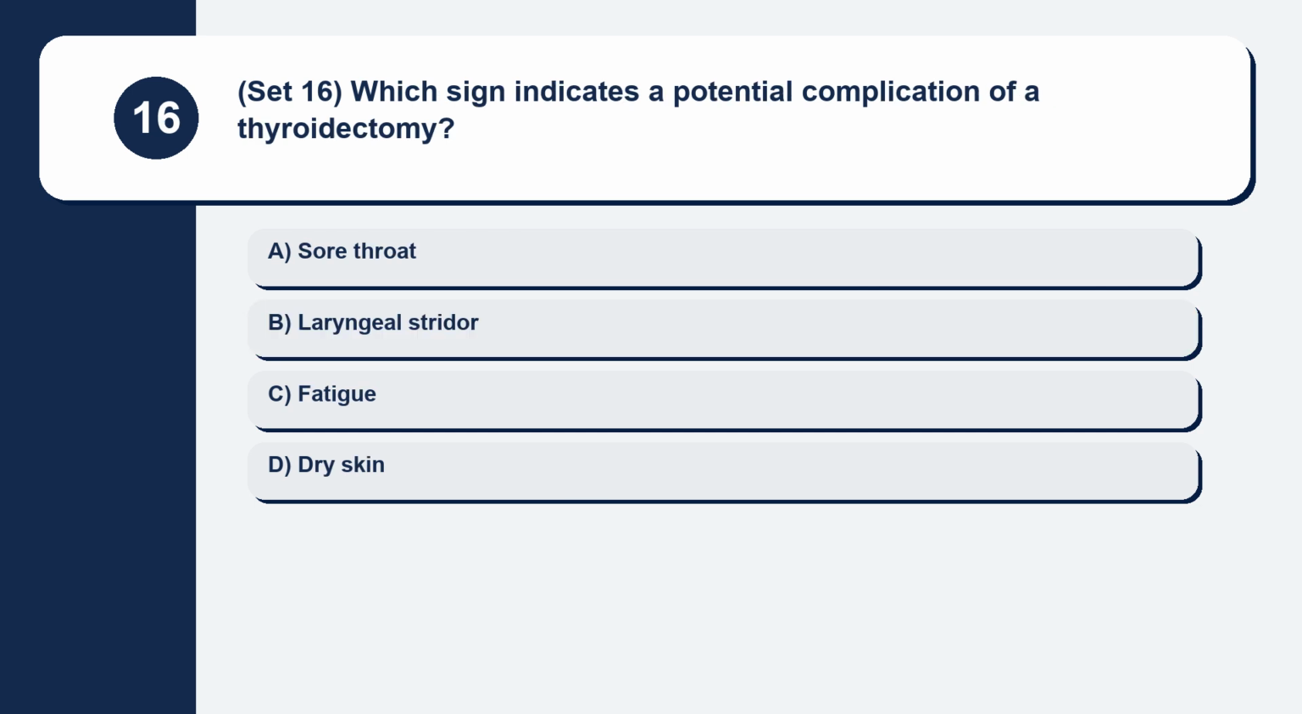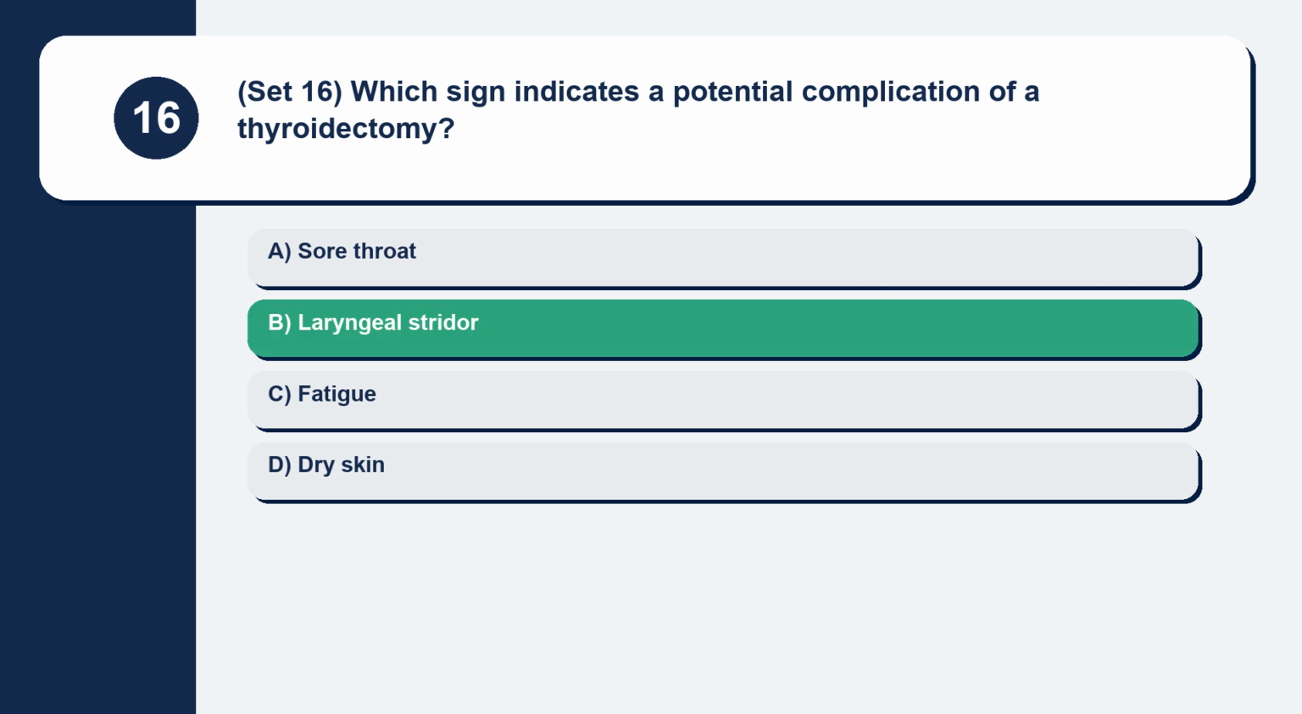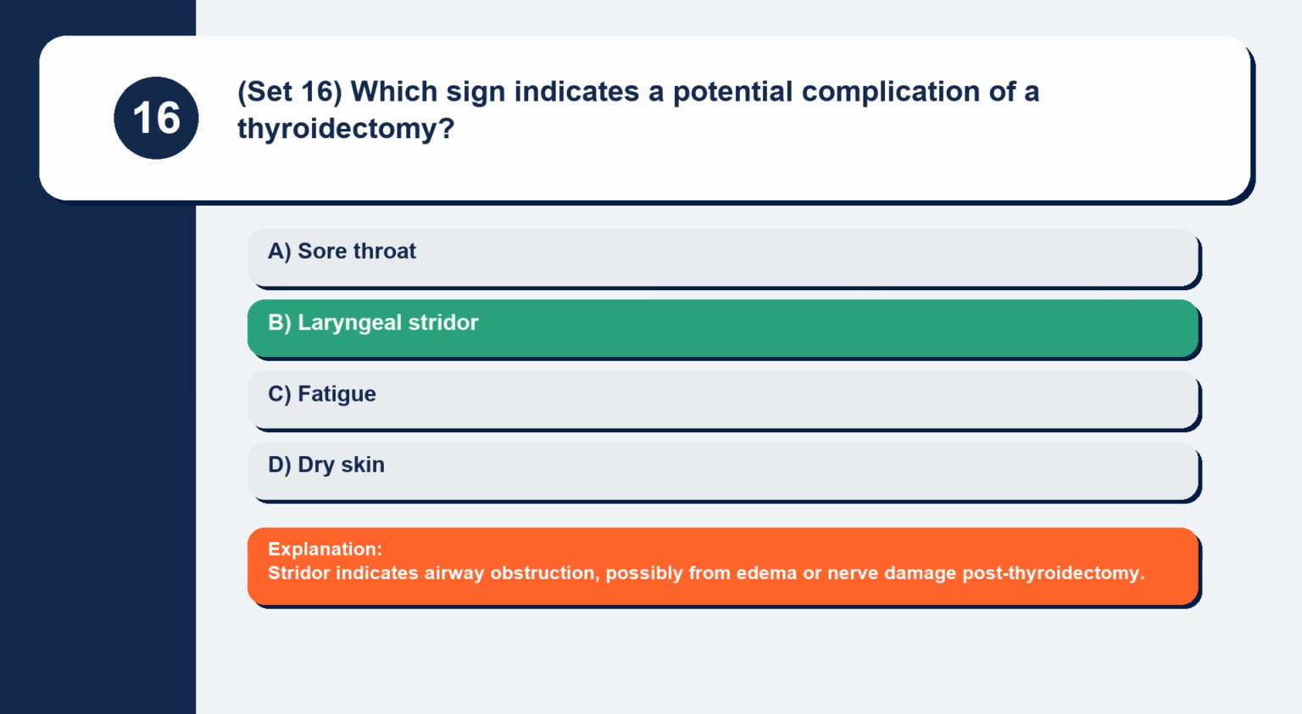Question 16. Set 16. Which sign indicates a potential complication of a thyroidectomy? Sore throat, laryngeal stridor, fatigue, dry skin. Stridor indicates airway obstruction, possibly from edema or nerve damage post-thyroidectomy.